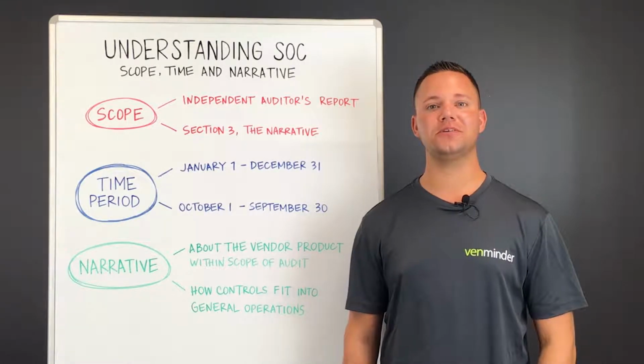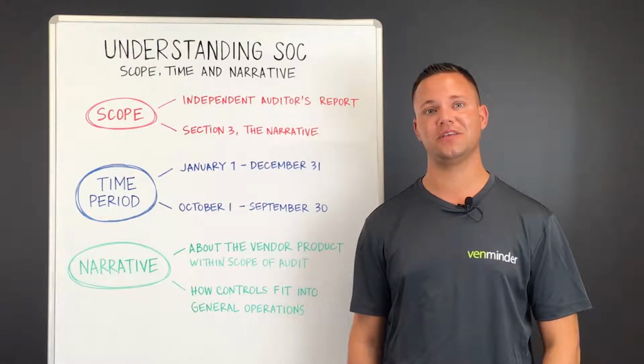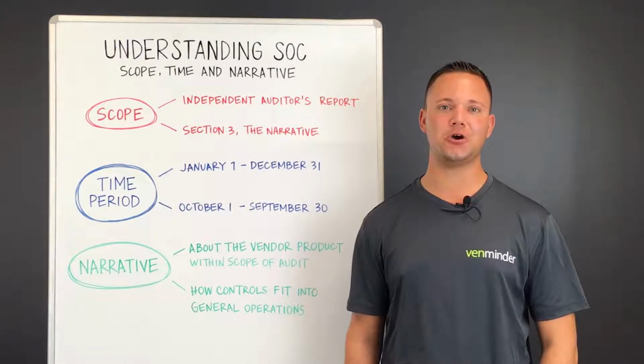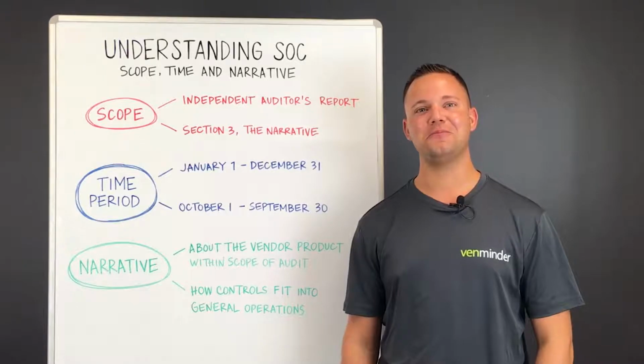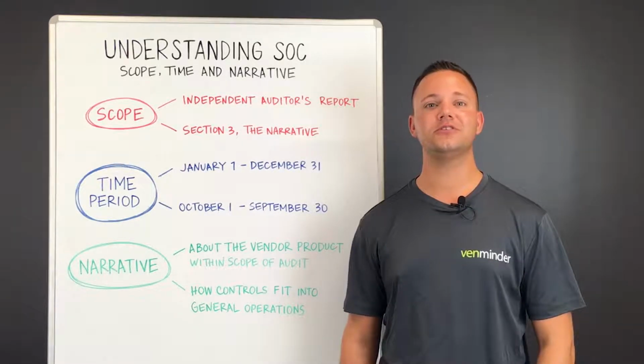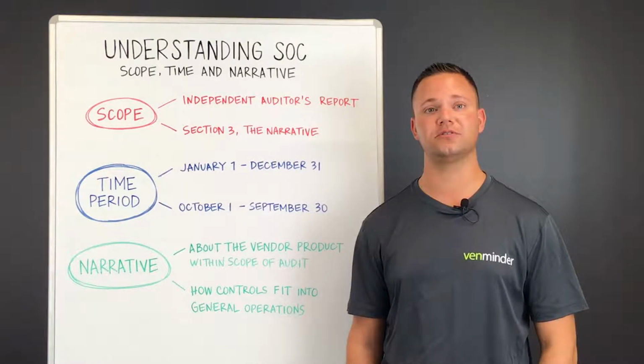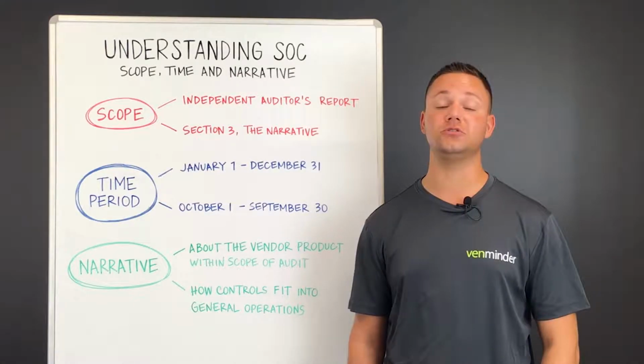In this video we're going to cover SOC reports, scope, period, and narrative sections. So what is the SOC scope of the report? Normally there are two places where you can find the scope of the report you're reviewing. First, you'll find it within the Independent Service Auditor's Report section at the beginning of the report. There are a couple different statements you should look for.